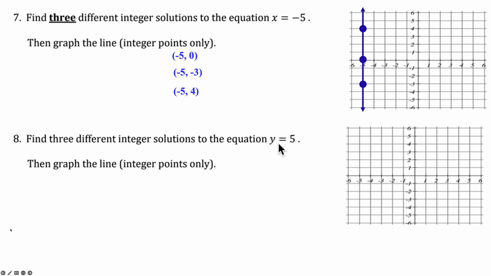And when we get to number 8, there's no x in the equation, so this is horizontal. It has to be parallel to the x-axis. So all your y coordinates are going to be 5. 0, 5, 1, 5, 2, 5, 3, 5, negative 2, 5, 1, whatever. Plot those points. It's horizontal.